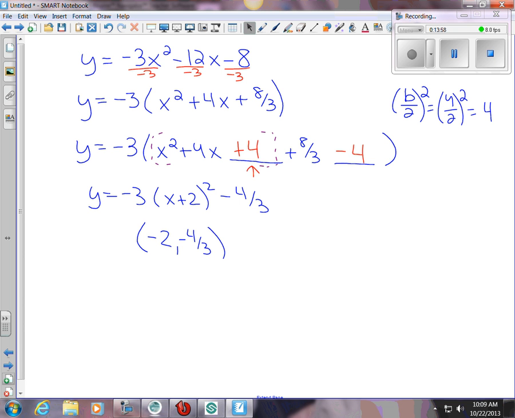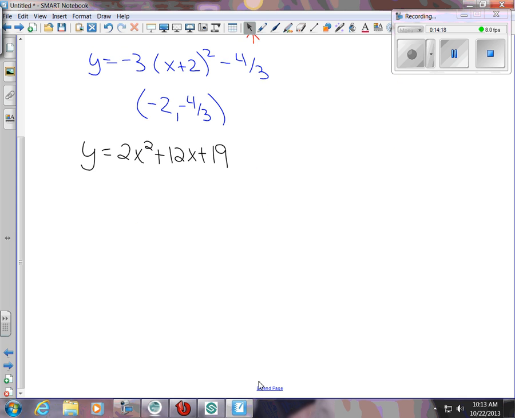So I want you to try the next one. You're going to do it the same way. What is the next one so I can write it down? Y equals. Okay. So go ahead. I want you to do the same exact process again and put it into vertex form for me.